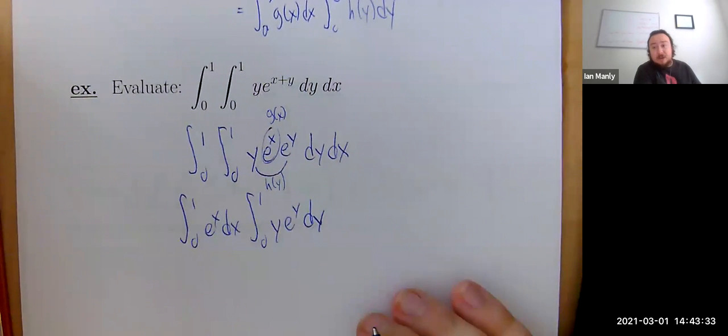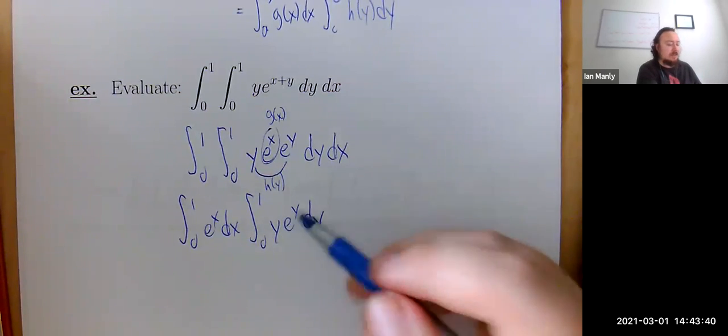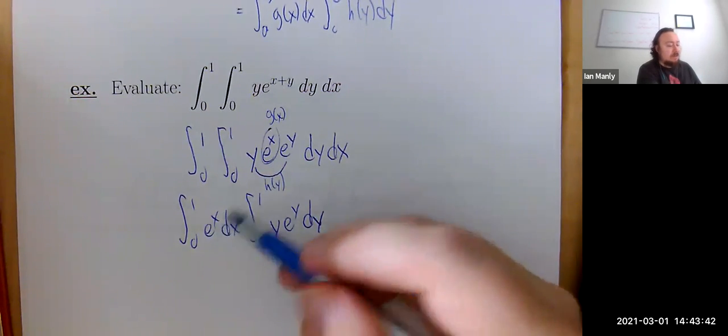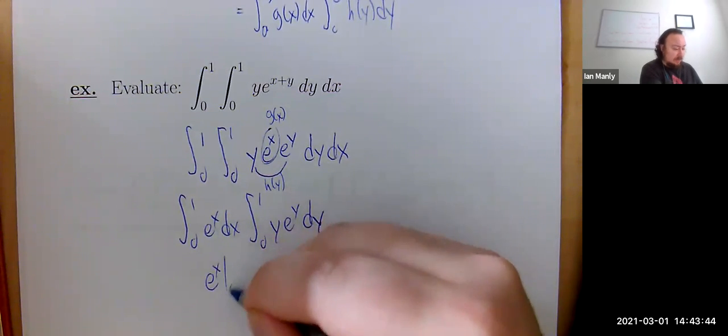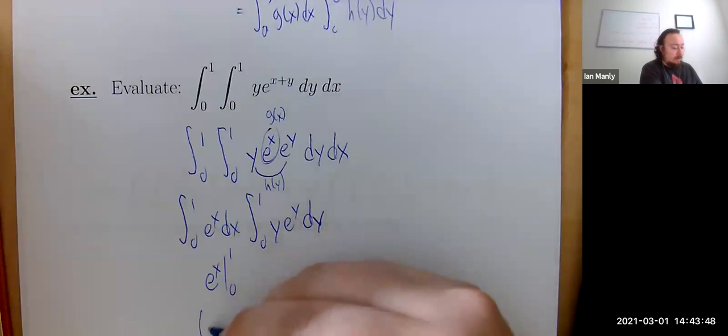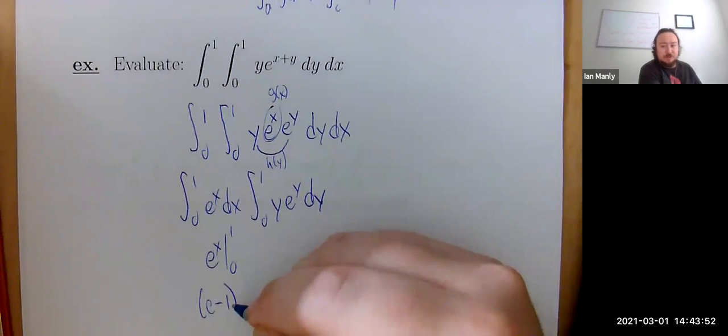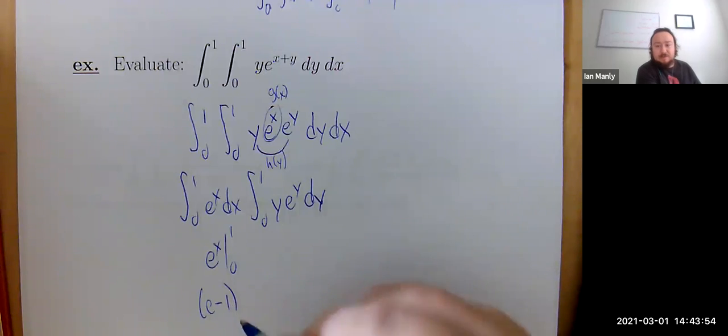All right, and now I don't even need to do any kind of double integration. I just do two calc 1 integrals here. Well, this one's kind of calc 2. If I do the integral of this, I get e to the x, from 0 to 1. And if I plug in 1 and 0 here, I end up getting e to the first minus e to the 0, which will be 1 right here.